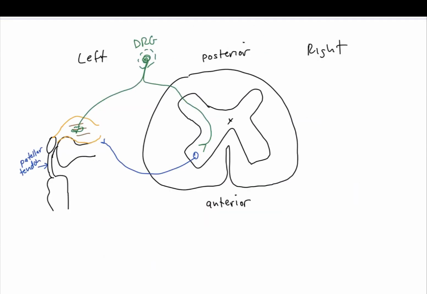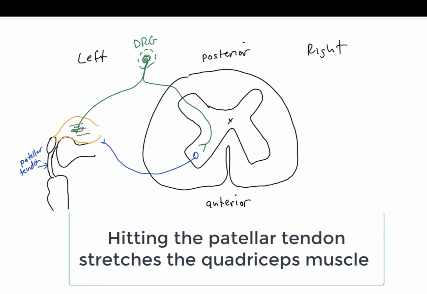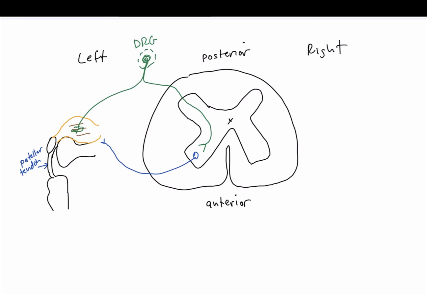So let's take a look at what this would be if we take a cross section of the spinal cord, and we can see that we have the back of the spinal cord, the posterior, the front, the anterior, we have left and we have right. And now what we're doing is we're hitting the patellar tendon on the left side. That's going to activate these muscle spindles in the muscle, stretch them, and now we're going to get information going into the spinal cord.